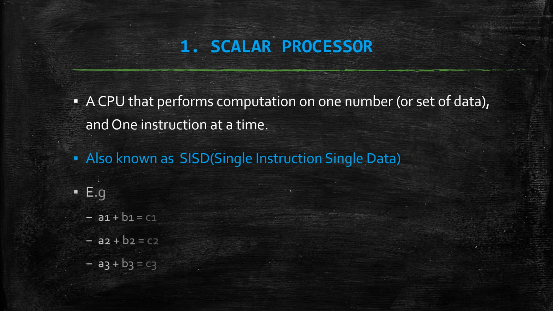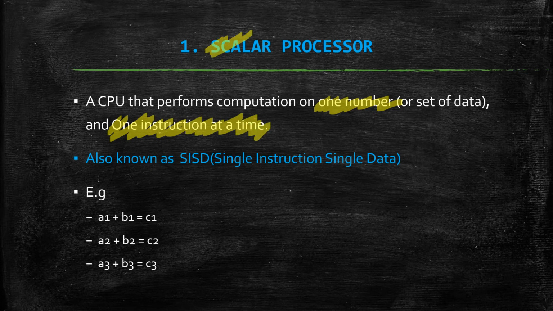Here we have one example. Suppose I want to perform a1 plus b1 is equal to c1, or something like that. Suppose these are the operations. This processor can perform all the instructions one by one. It cannot perform all the three operations together, and so we call it scalar. So in short, if you want to remember, scalar means one number or one set of data and one instruction at a time, and that is the scalar processor.